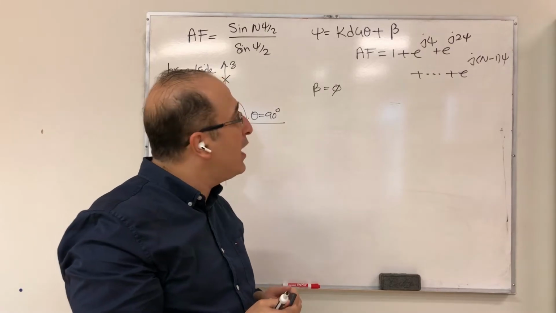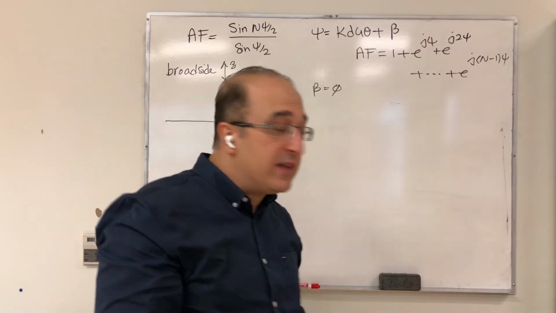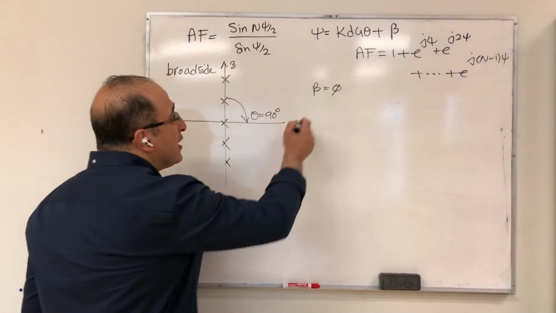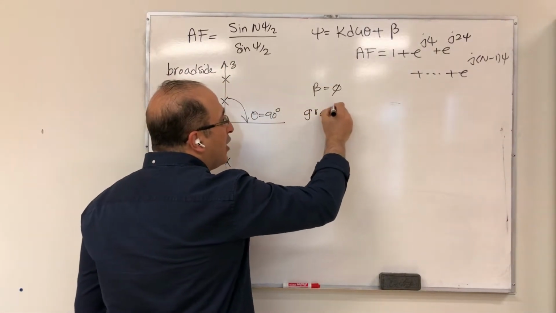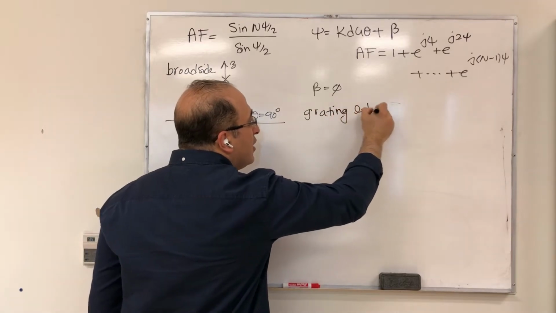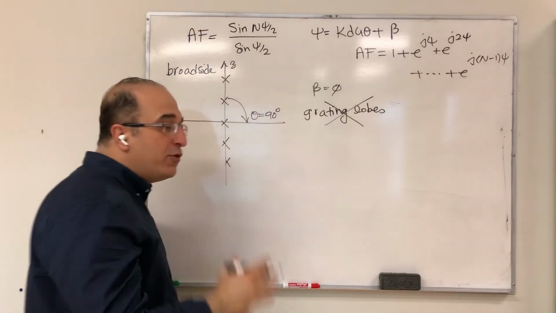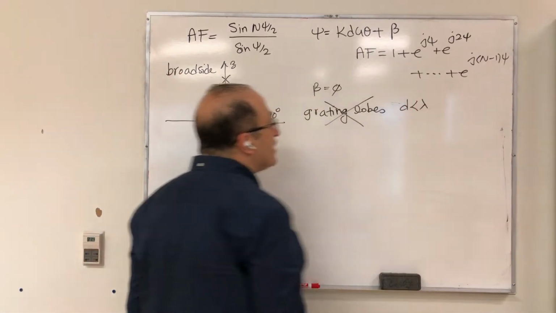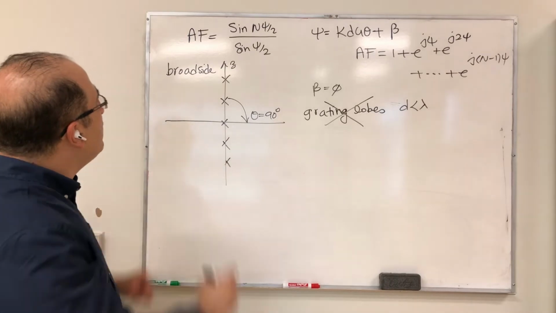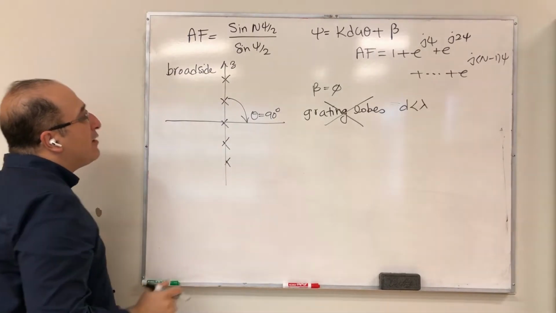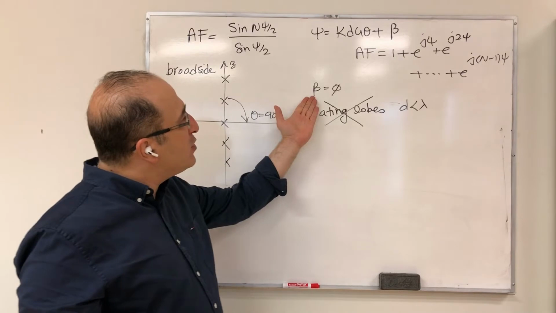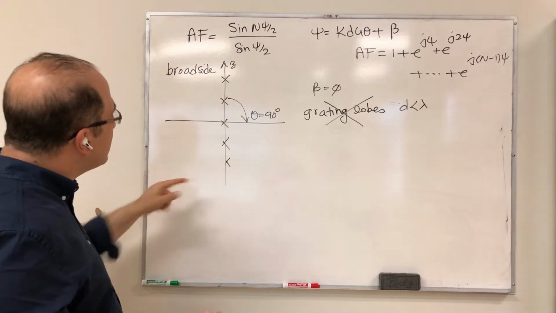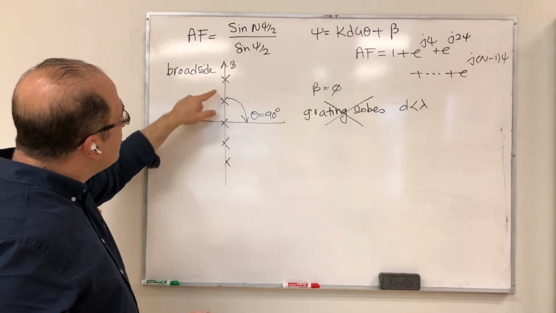So we say, okay, what should we do to avoid these undesired main lobes? And we had a name for that. We called them grating lobes. So these are the undesired ones. We said we don't want grating lobes, and if you want to make sure that you don't have grating lobes, then we said the separation should be smaller than lambda. So essentially, if you want to have a broadside array, beta needs to be equal to 0, and d is smaller than lambda.